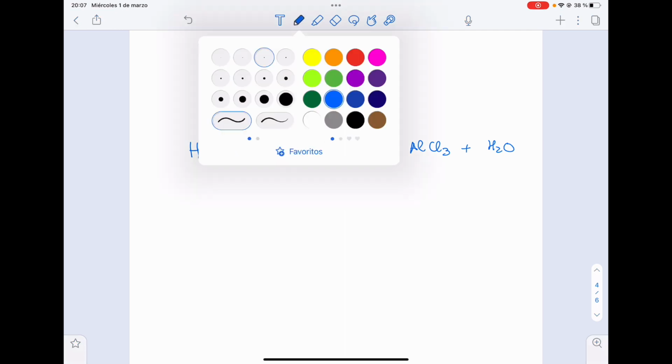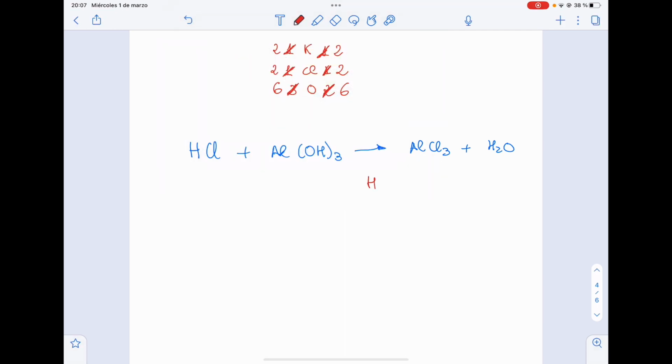So in this one, I have hydrogen, chlorine, aluminium, and oxygen. Remember that if I have a capital letter and a small letter, they go together, okay? If I have 2 capital letters, they are separated atoms. Okay, so let's count. In the left, I have 1 hydrogen, 1 chlorine, 1 aluminium, and in here careful, because if I have brackets, this 3 affects the oxygen and affects the hydrogen. So I have 3 oxygens and in here also 3 hydrogens.